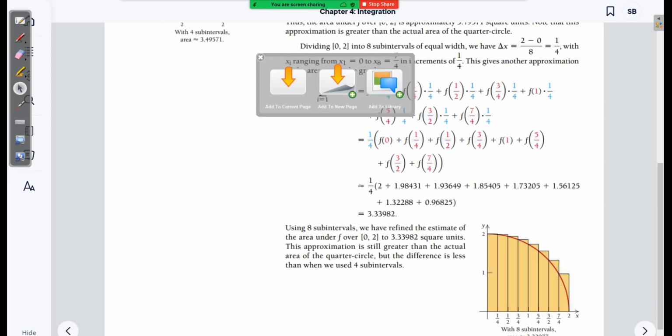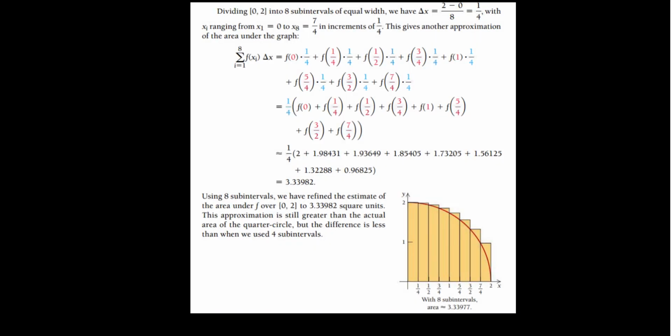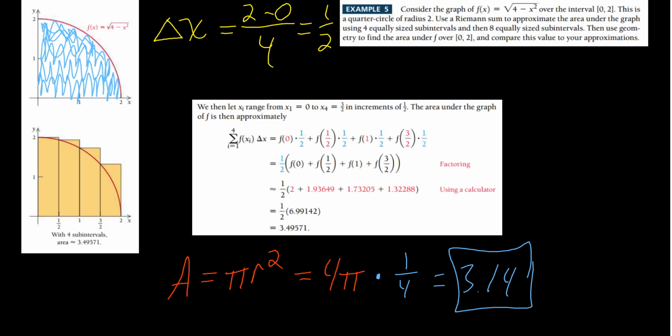Okay, so this is the second part of the section. And again, this is just the same arithmetic, except this time we have 8 subintervals, and my delta x is going to be basically the same. You do this every single time you do the Riemann sum.